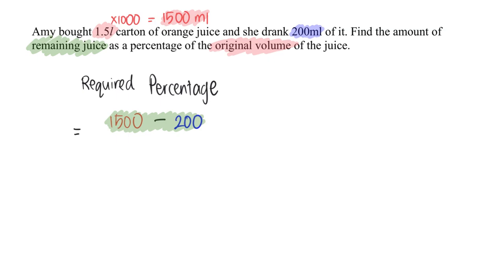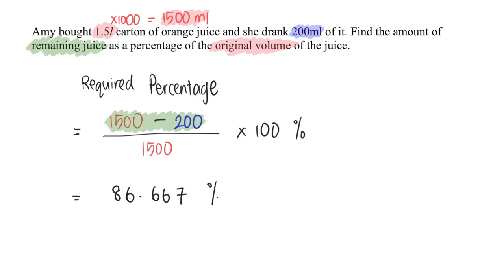And this will be over the original, and I just need to multiply by 100%, and therefore the final answer will be equal to 86.667%. This is to 5 significant figures. Final answer to 3 significant figures.